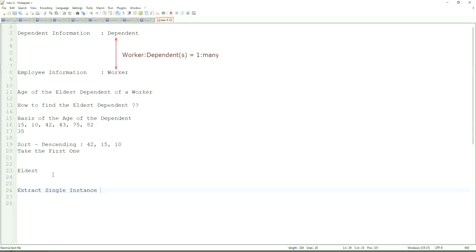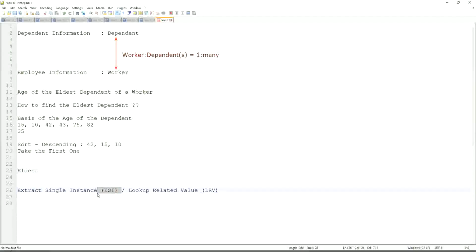Right. And lookup related value. This is the most common calculated field function that people will ask you in your interviews. ESI and LRV. Extract single instance is called ESI. Lookup related value is LRV. They work in combination.